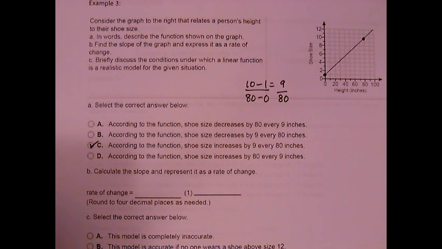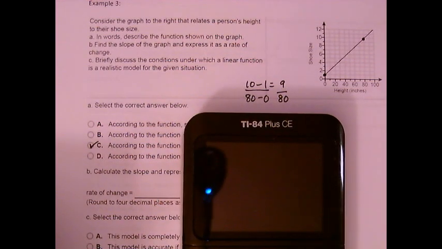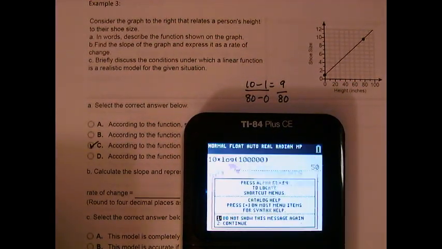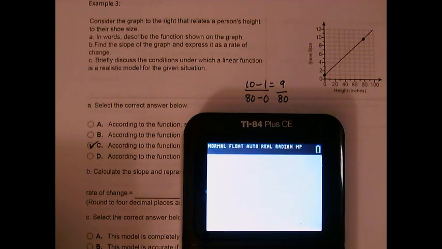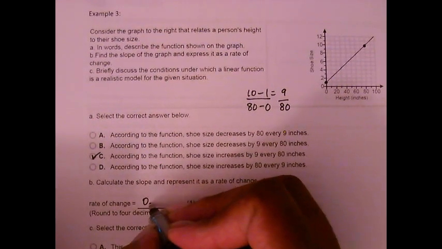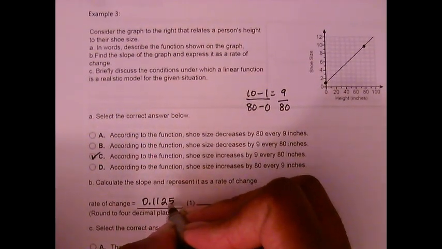And then part B is to calculate the slope and represent it as a rate of change. And they want you to round this to 4 decimal places. So here, if we do 9 divided by 80 in the calculator, to 4 decimal places, it's going to be exactly 0.1125. So that rate of change is going to be 0.1125.